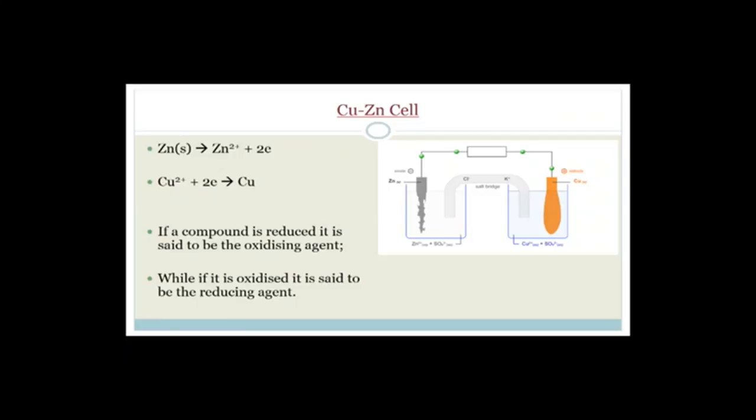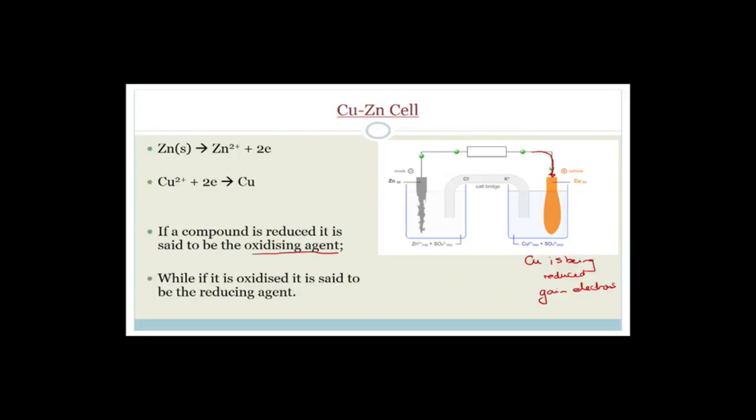Now we need to talk about this, because a lot of students struggle with the terms oxidizing agent and reducing agent. If I'm being reduced, then what is happening? I'm gaining electrons. So let's say that these electrons are coming here. We can see the copper is being reduced, because it's gaining electrons. But if I'm gaining electrons, what am I doing to the other one? I'm causing it to be oxidized. So therefore, I'm the oxidizing agent.